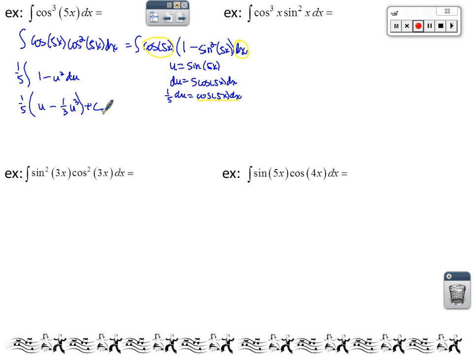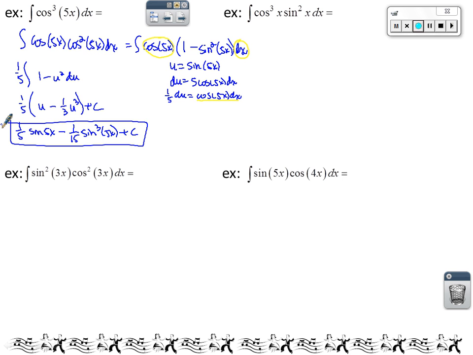Then I would insert the u back and distribute the 1/5. So we have 1/5, my u was sine 5x, sine 5x, minus 1/5 times 1/3, we would have 1/15 sine cubed 5x plus c. And that is our first trig integral in this form.